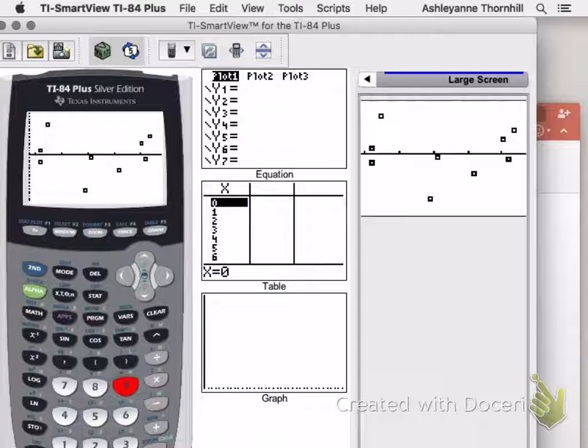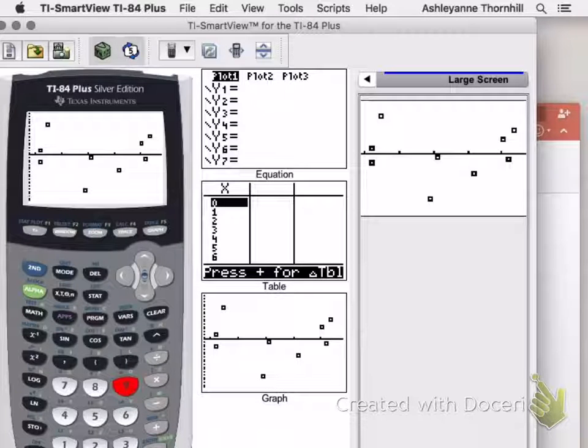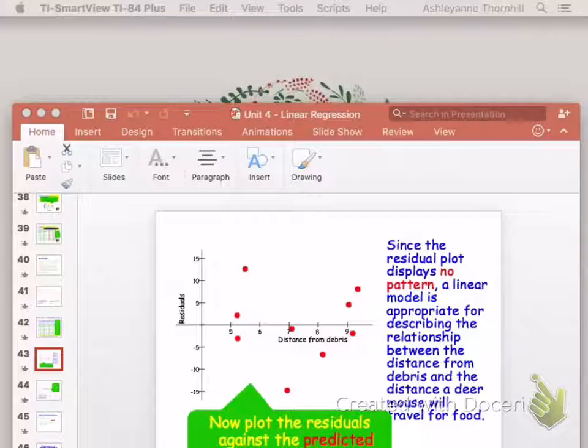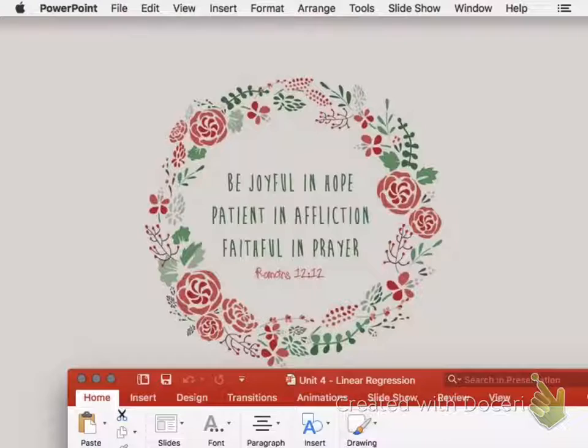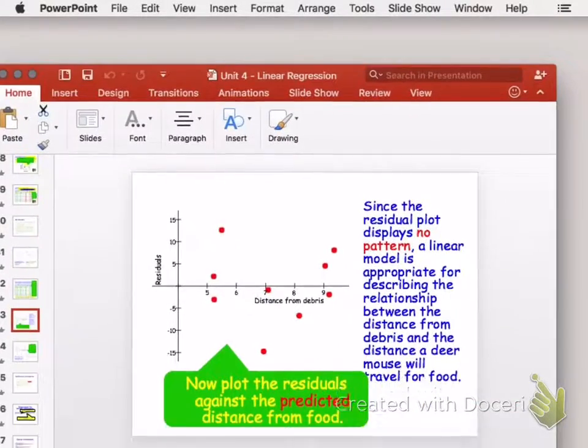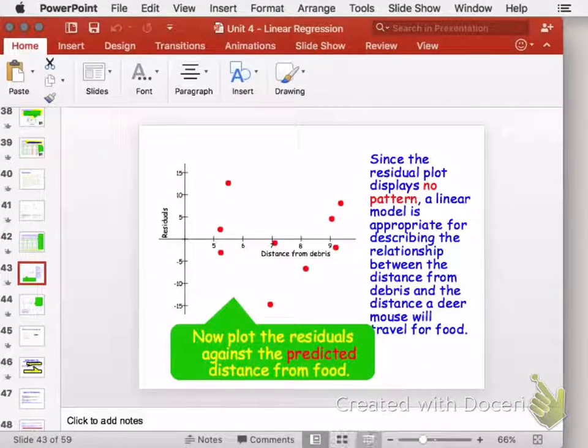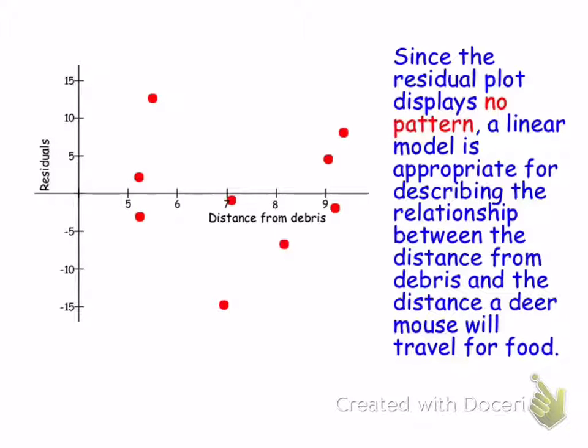Here is my residual. So the y-axis is going to say resid. The x-axis is going to say x, whatever the x is in your equation, like distance from debris. That's going to be your x-axis. So it needs to be in context. You're not going to just put x. Then you're going to draw your dots.